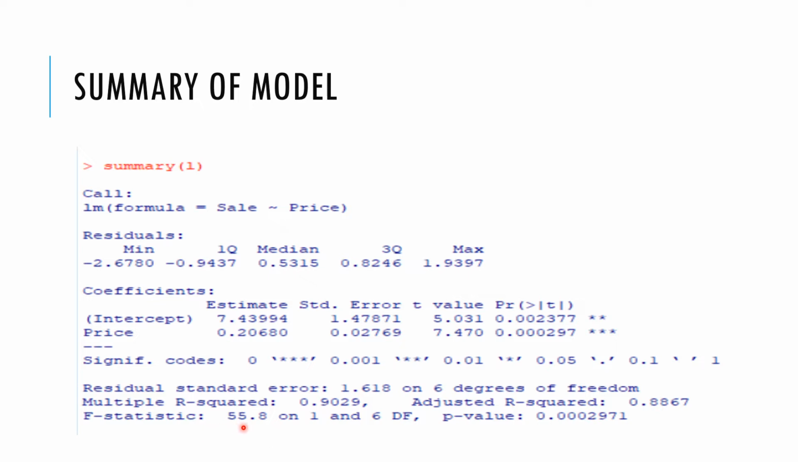Same goes with the F statistic. We will discuss all these later. The overall p-value of the model is again 0.00029, so that means it's better. The p-value should always be less than 0.05. Just remember that for the time being. We will discuss what p-value is, what R square and adjusted R square are, and everything else later.